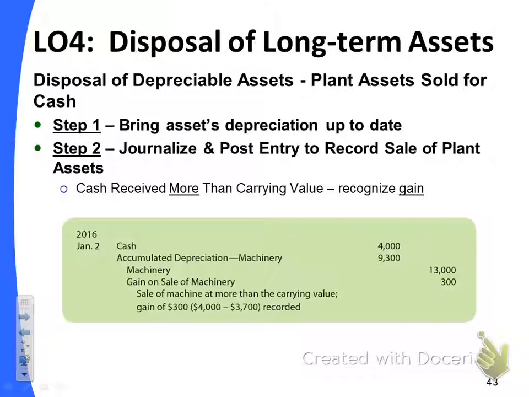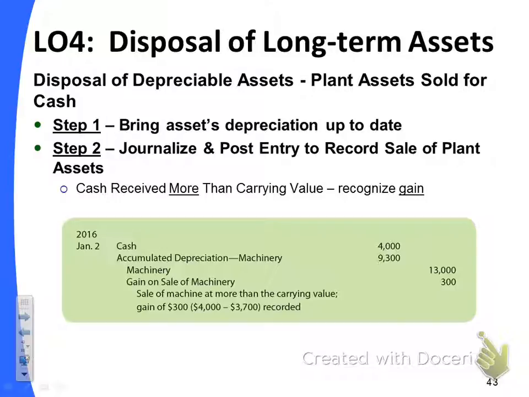Disposal on plant assets sold for cash, where we're going to receive more than the carrying value. So in this particular case, we have a gain on the sale of our machinery. Now we get in actual cash of $4,000. We again have to get that accumulated depreciation off the books. We again have to get the machinery off the books. And now we're recording a gain on the sale because we sold it for $4,000.